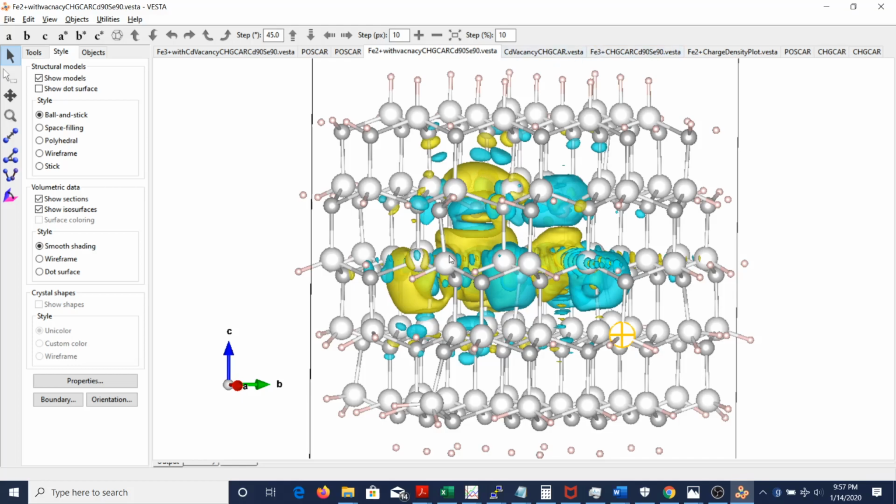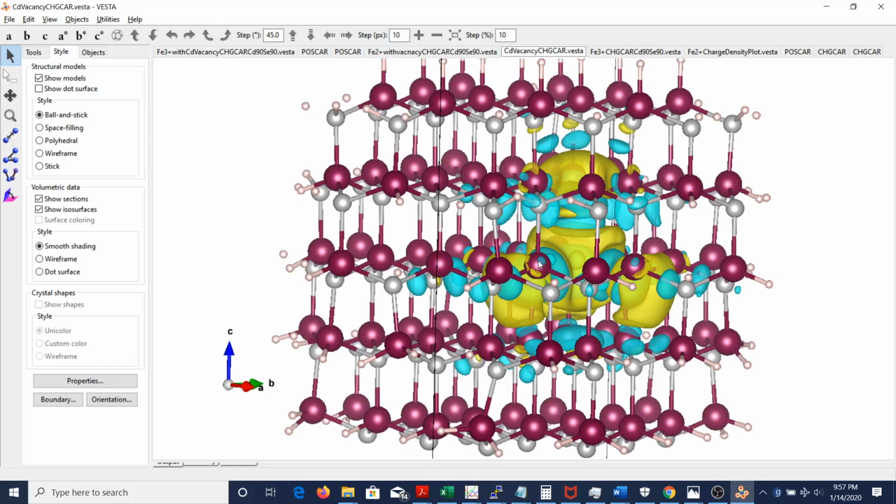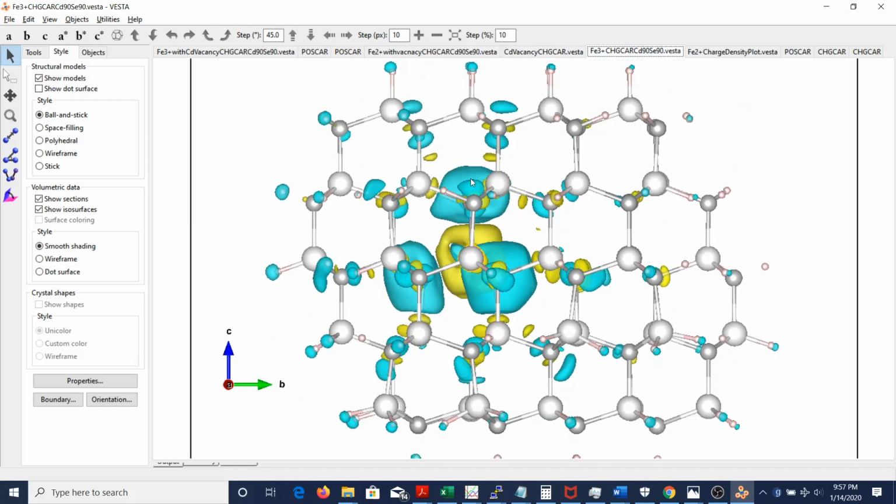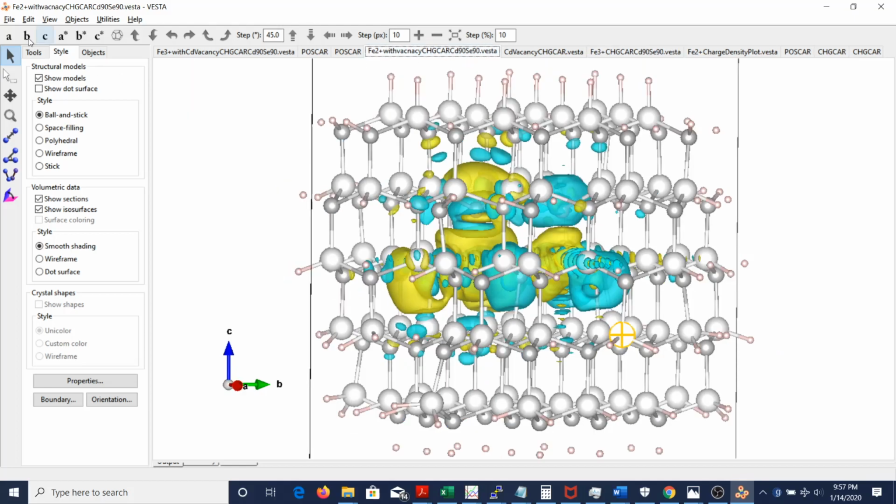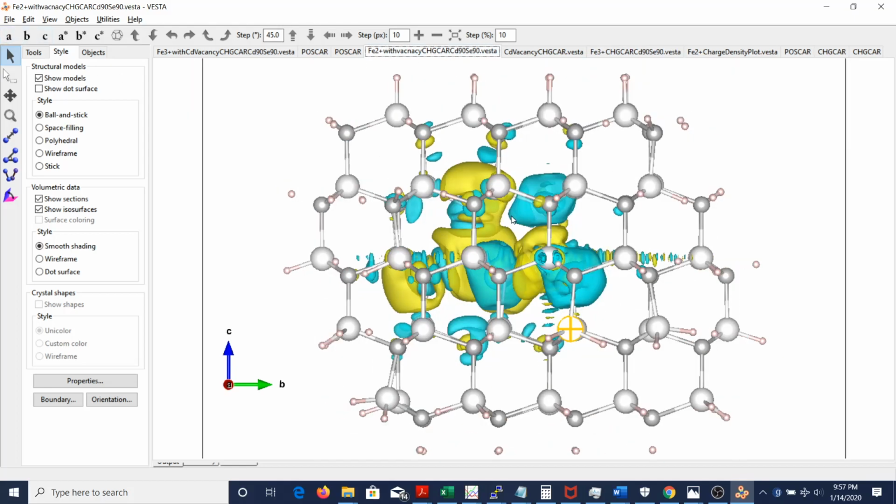Now the cadmium vacancy won't be neutral because, as you see over here, there is charge distribution around it, and the same thing we had seen in the case of the neutral one. The cadmium vacancy itself has some charge distribution around it, and the Fe3+ has the same charge distribution as the one we're seeing over here with the vacancy. So based upon that, I had stated that this is not Fe2+ but Fe3+.